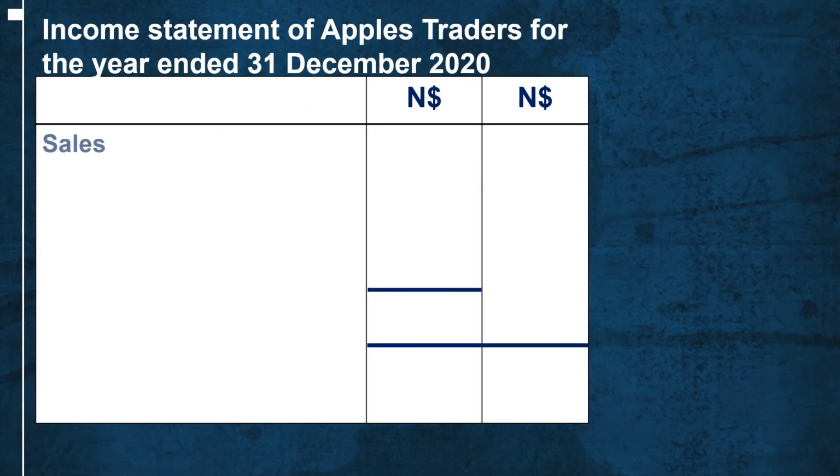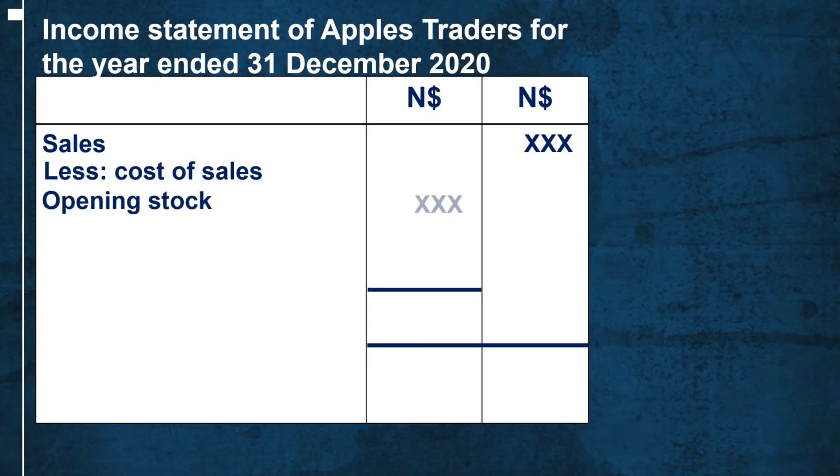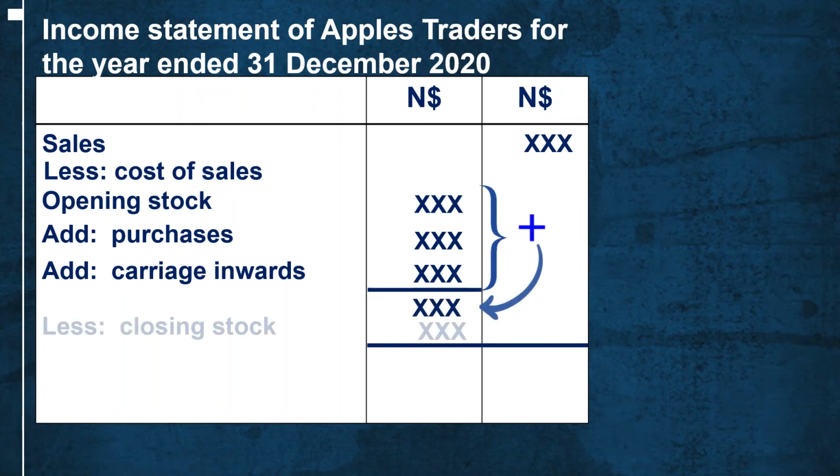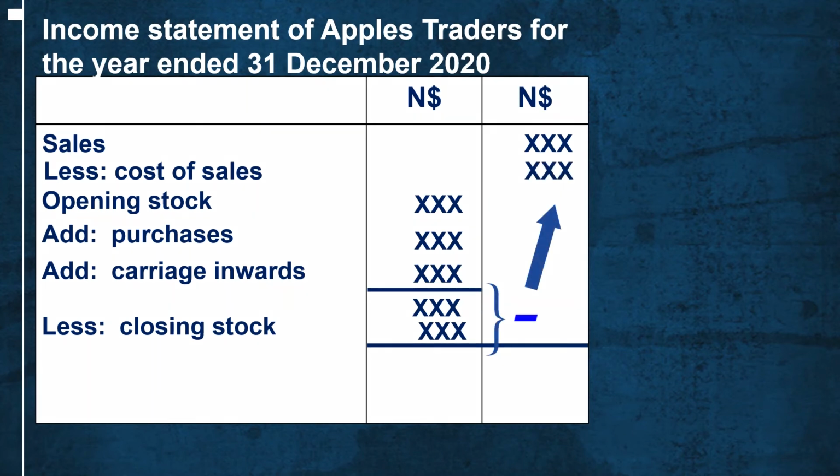We start by writing sales and place the amount in the second column, followed by less cost of sales, for which we take opening stock, put the amount in the first column, add purchases, we put the amount in the first column, add carriage inwards, we put the amount in the first column. These 3 amounts are added up and we subtract closing stock. The amount we get is then the cost of sales amount, which is entered in the same line of less cost of sales in the second column.